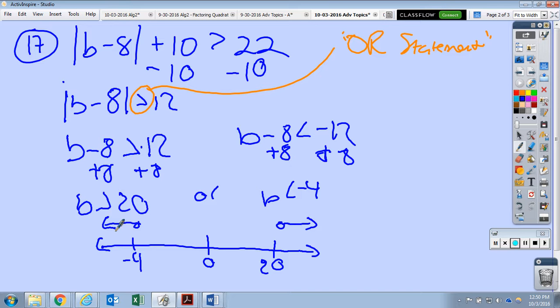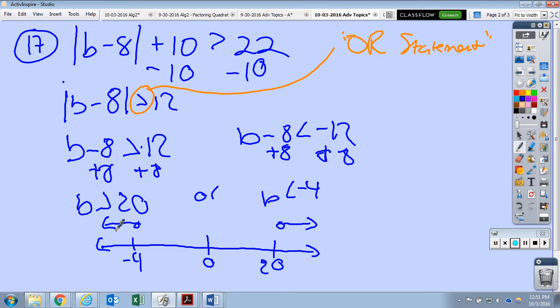Like, I get it now. He said B is greater than 20, so it can't connect because it's greater, so it has to be something more than 20. And then it's less than negative 4, so it can't go behind negative 4, it has to be less, yeah, less than negative 4.